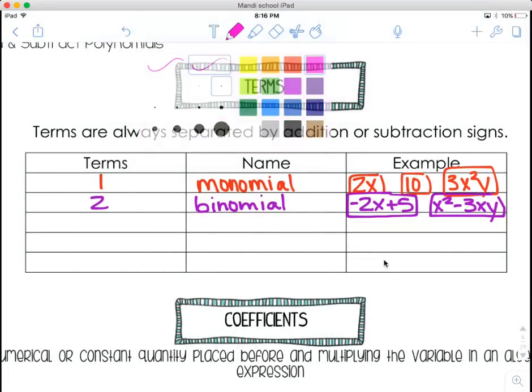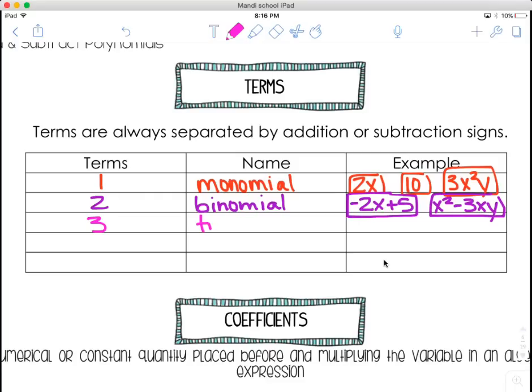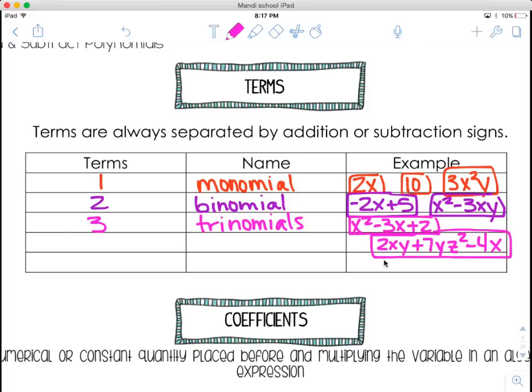Then we can have three terms. We call these trinomials. So like x squared minus 3x plus 2. Or you can have something super crazy like 2xy plus 7yz squared minus 4x. Still just a trinomial because each addition or subtraction sign separates it from another term.